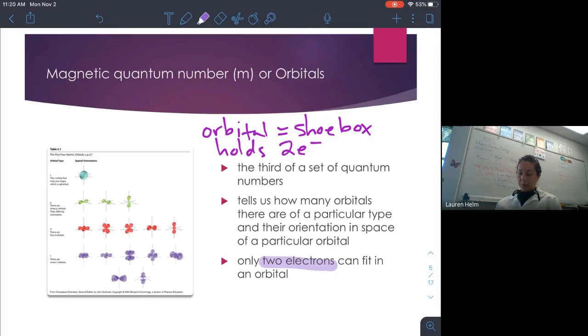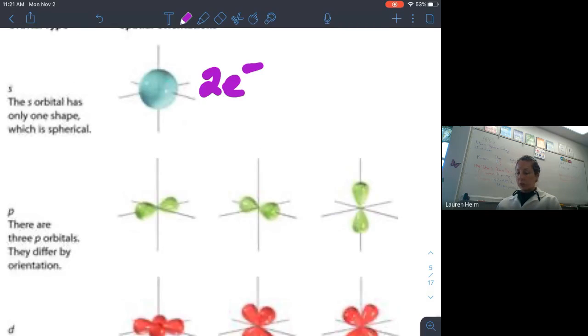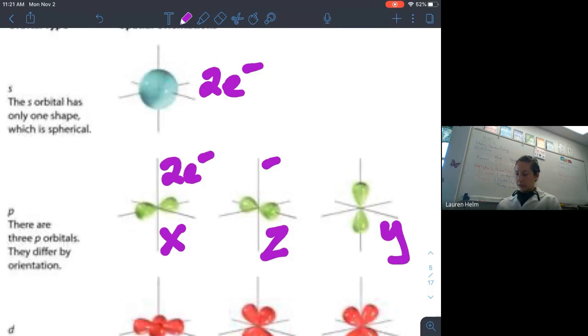So let's look at these orbitals. For the S sublevel, there's only 1 orbital. It's a sphere. So we can't really modify that in any way. So 2 electrons can sit in the orbital of the S sublevel. For the P sublevel, there are 3 orbitals. We can think of them as the one along the x-axis, the one along the z-axis, and the one along the y-axis. 2 electrons can fit in each of these. So the P sublevel, if all 3 orbitals are occupied, can hold 6 electrons.